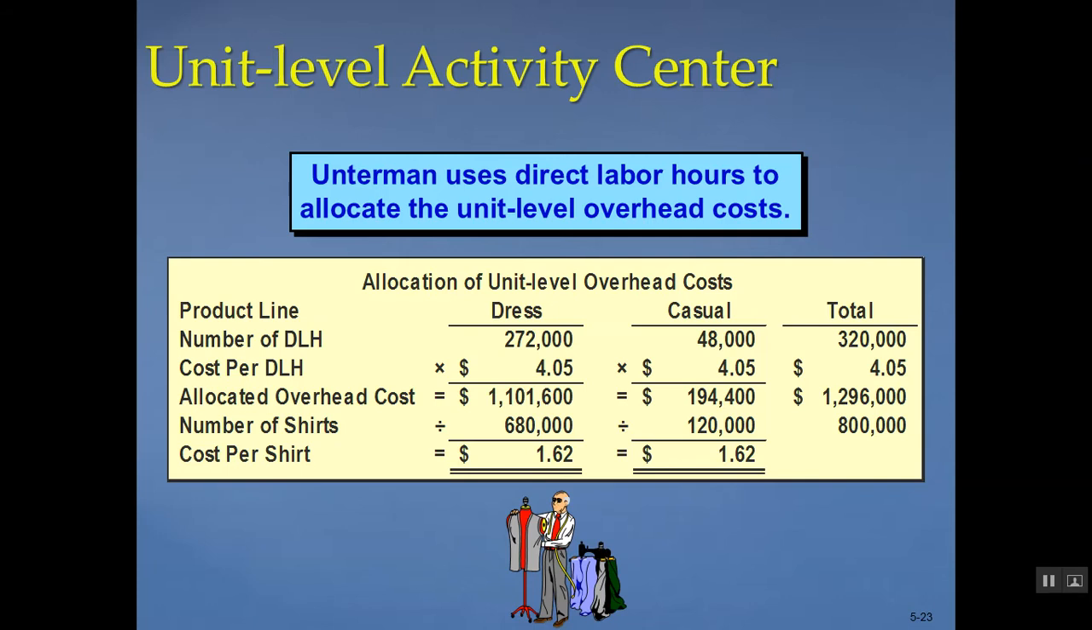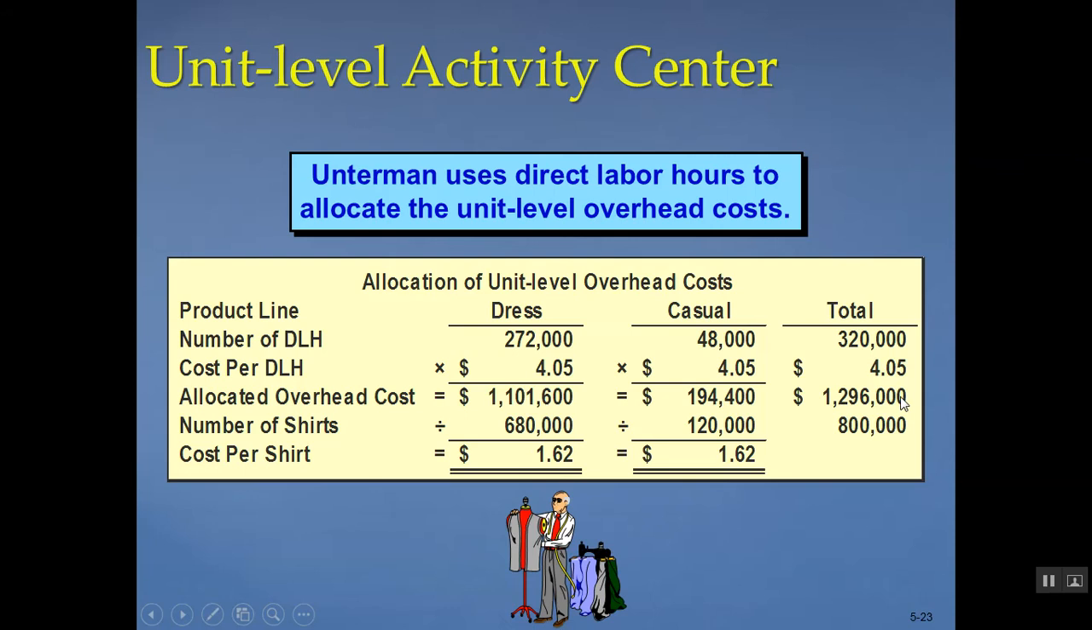So we would do this by taking the total of $1.296 million divided by 320,000 as the total number of hours, coming up with a rate of $4.05. And then we would multiply that by each individual shirt's labor hours to come up with the allocated overhead of 1.1 million for dress shirts and 194,000 for casual. So you can see that they have to total the total overhead costs that you're allocating.